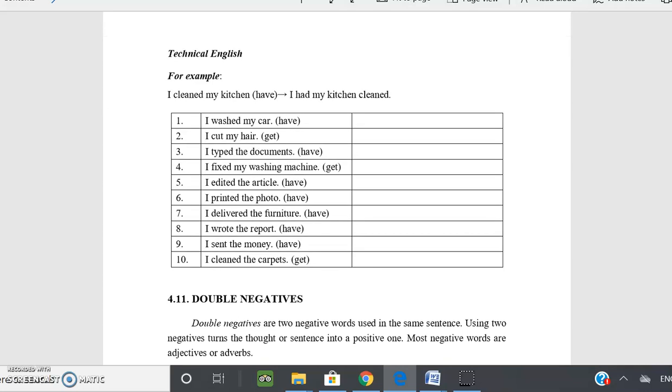So how will you do the task here? What could be the answers for this? I wash my hand. Or if you use past tense, I washed is past tense, isn't it? So you have to use had. I had my car washed. I cut my hair. Cut is both, so I got my hair cut. I typed the document. I had the documents typed. I fixed my washing machine. Fix is past tense. I got my washing machine fixed. By whom, we are not mentioning, like passive voice. So the rest of them can be done.